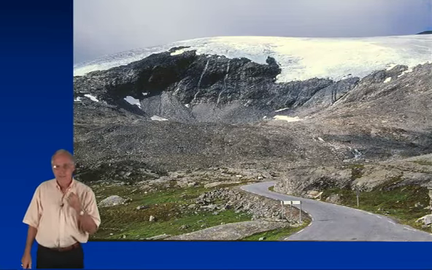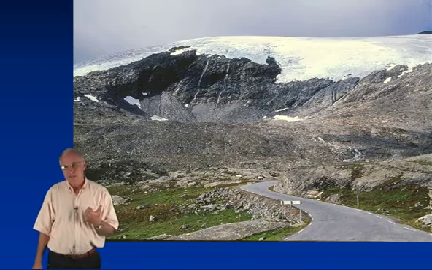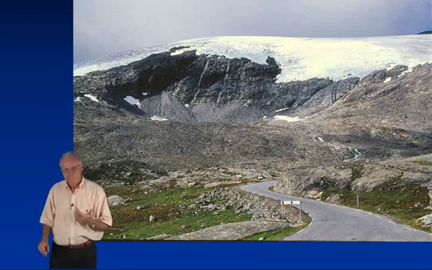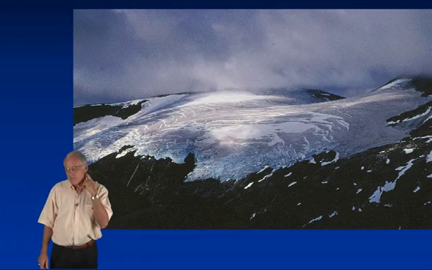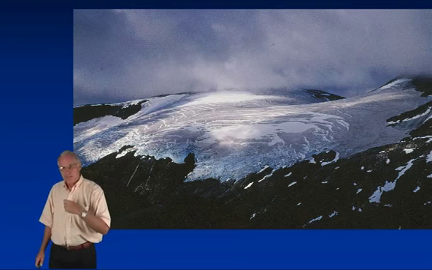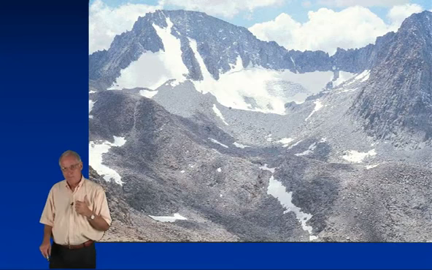This is a small ice cap glacier in Norway. The ice is flowing out from a central high place in all directions. Here's another example of an ice cap glacier in Norway. See patches of snow on top in the zone of accumulation, and then the bluer ice exposed at the bottom is the zone of ablation.